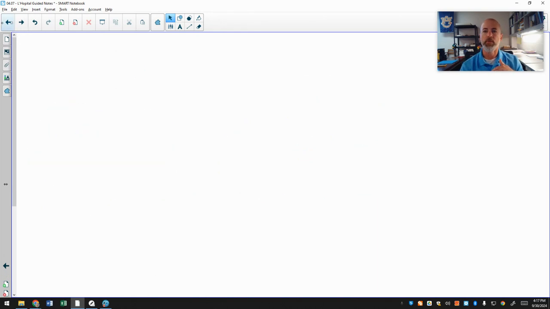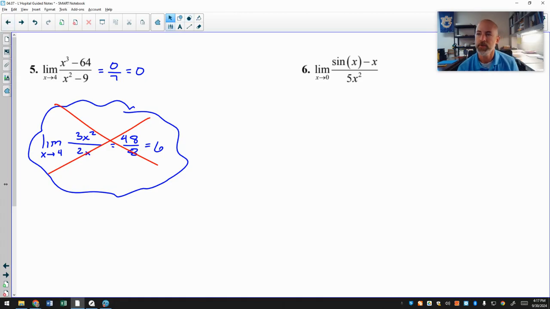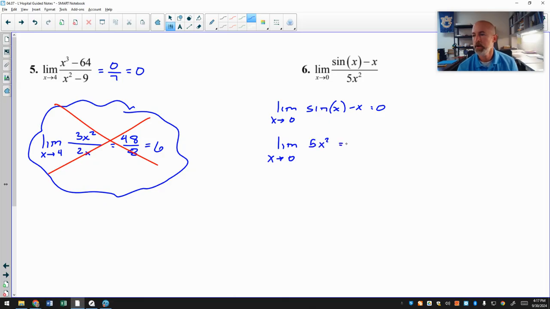Okay, so I have, I think, one more. Yep, number 6 is the last one. And so let's check this guy out. And I think this is going to be an interesting one. I'm going to look at the numerator, limit as x approaches 0 of sine x minus x. And that's sine of 0 minus 0. That's 0. Let's look at the denominator. X approaches 0 of 5x squared. Well, that's 0. Therefore, I can apply L'Hopital's rule.